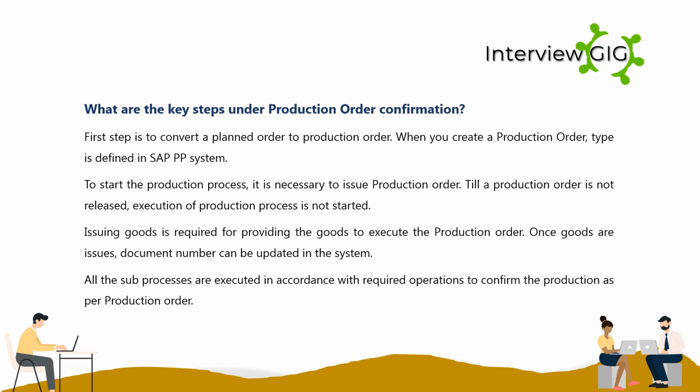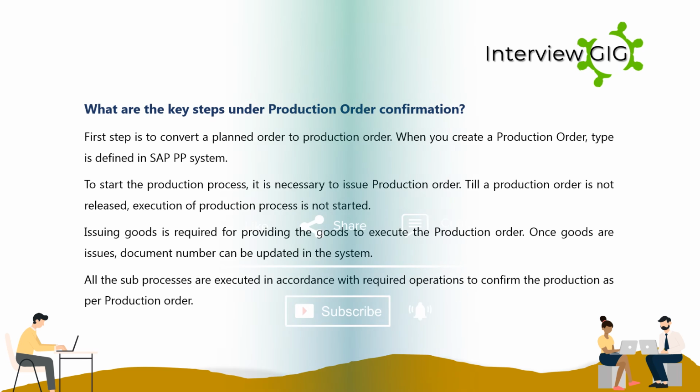What are the key steps under production order confirmation? First step is to convert a planned order to production order. When you create a production order, order type is defined in SAP PP system. To start the production process, it is necessary to release the production order. Till a production order is released, execution of production process is not started. Issuing goods is required for providing the goods to execute the production order. Once goods are issued, document number can be updated in the system. All the sub-processes are executed in accordance with required operations to confirm the production as per production order.